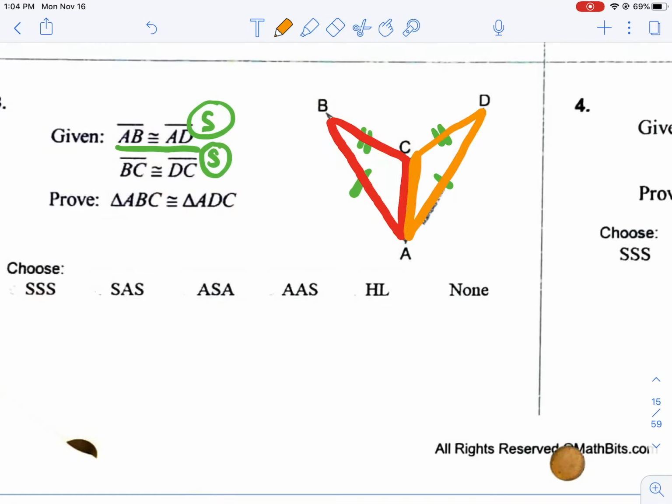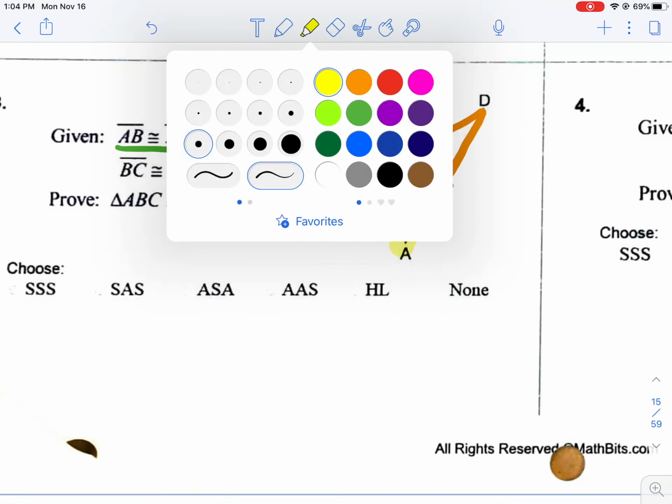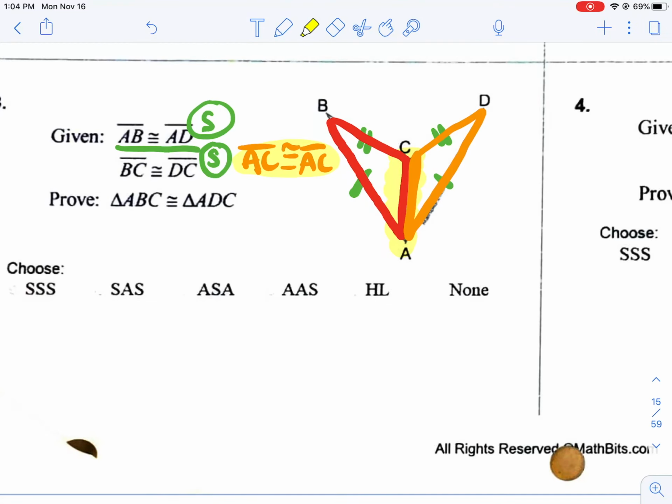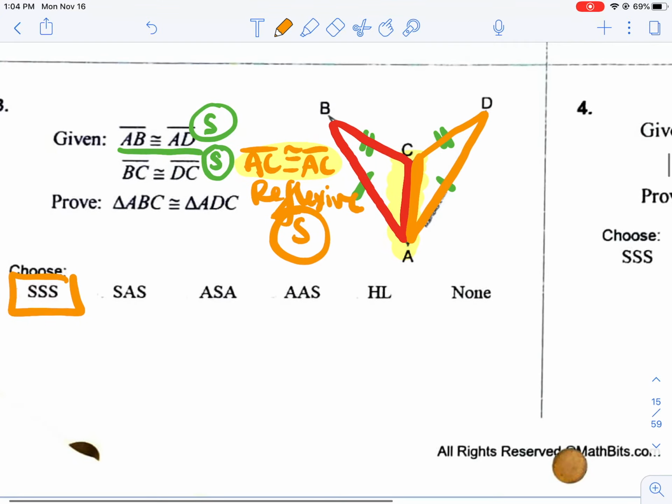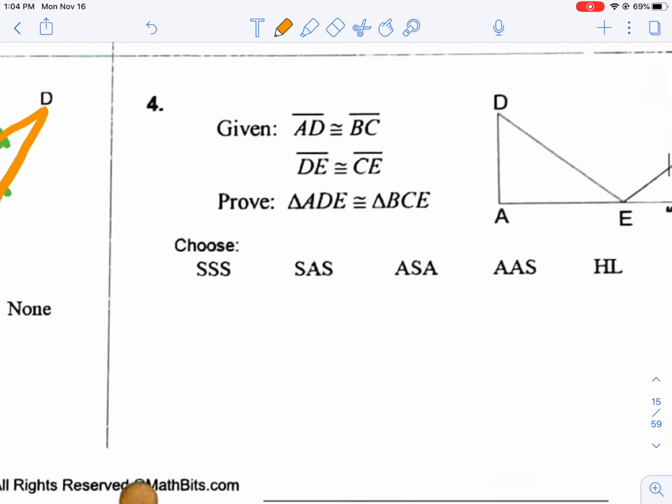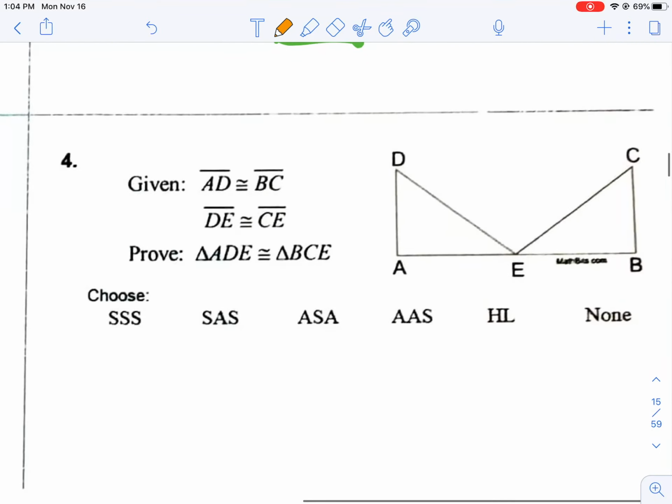What do we notice? Does everyone see that right here in this space, AC is actually in both triangles? So AC is congruent to AC. And if you remember from our notes last week, when that happens, this is called reflexive property. And it gives us actually another side. So this is pretty easy. Side, side, side. Okay, last one, and then we'll take a peek at homework.